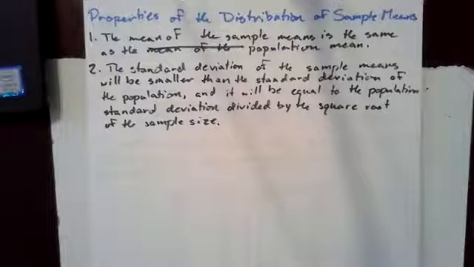Properties of the distribution of sample means. The mean of the sample means is the same as the mean of the population. The standard deviation of the sample means will be smaller than the standard deviation of the population, and it will be equal to the population standard deviation divided by the square root of the sample size.